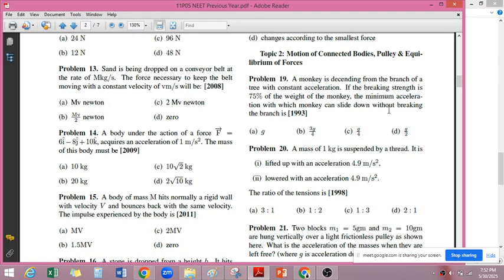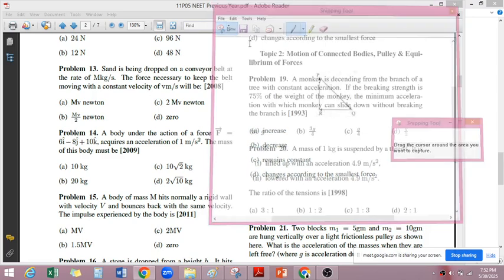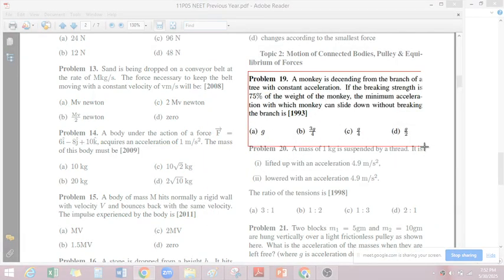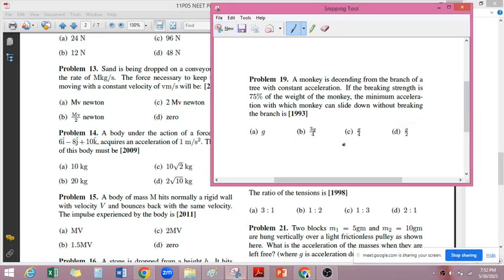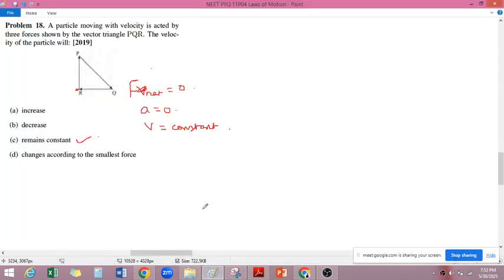Connected bodies means mostly you will get a lot of rope problems. Okay, I asked you to go through the handbook also. So those who are serious about your NEET, you should have gone through the handbook and clarify your doubts. If you have any doubts, you can ask me.